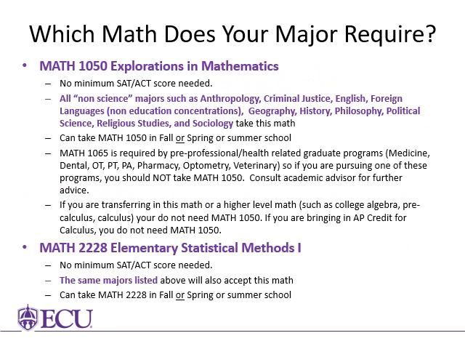Now let's talk about Math 1050, Explorations in Mathematics. There is no minimum SAT or ACT score required for this course. This course is typically taken by the following majors: Anthropology, Criminal Justice, English, Foreign Languages, the non-education concentrations only, Geography, History, Philosophy, Political Science, Religion, and Sociology.